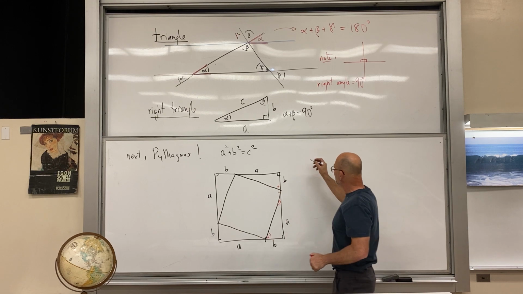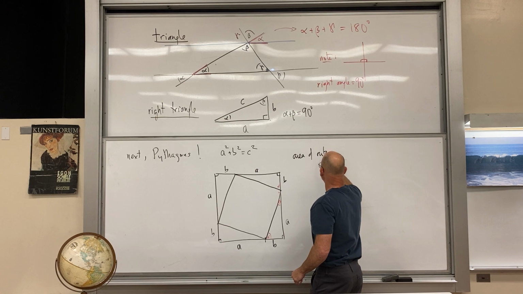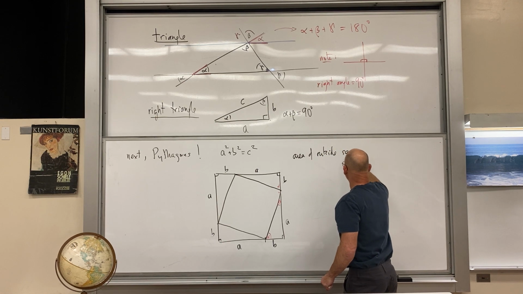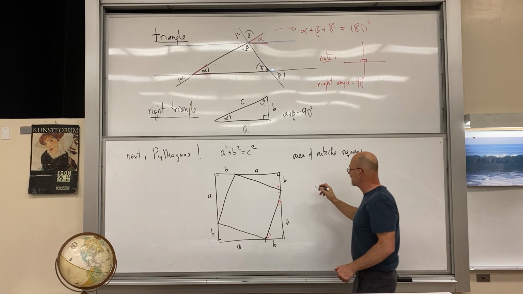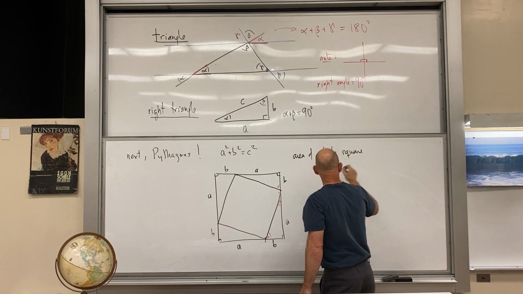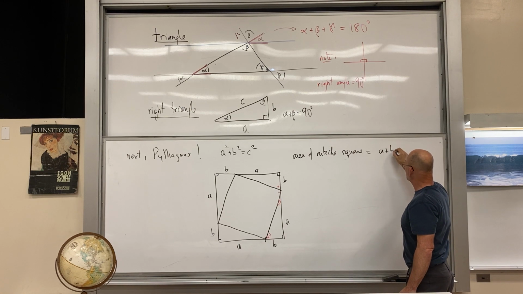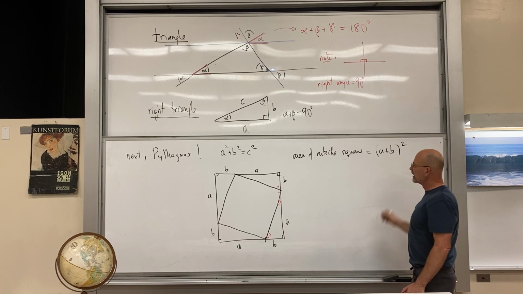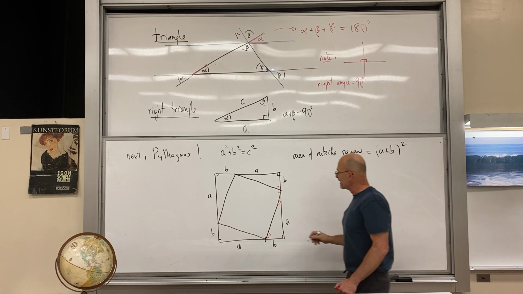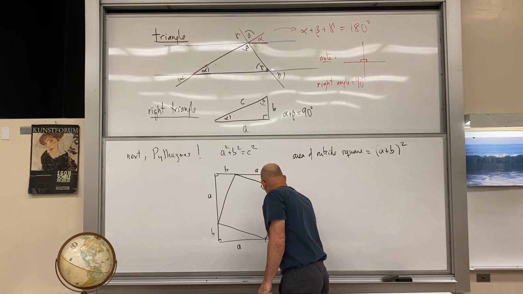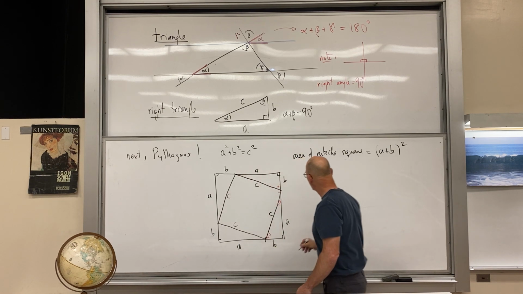So area of the outside square, okay, is going to be equal to A plus B, the quantity squared. Okay. Now let's go ahead and just name these other ones C here.